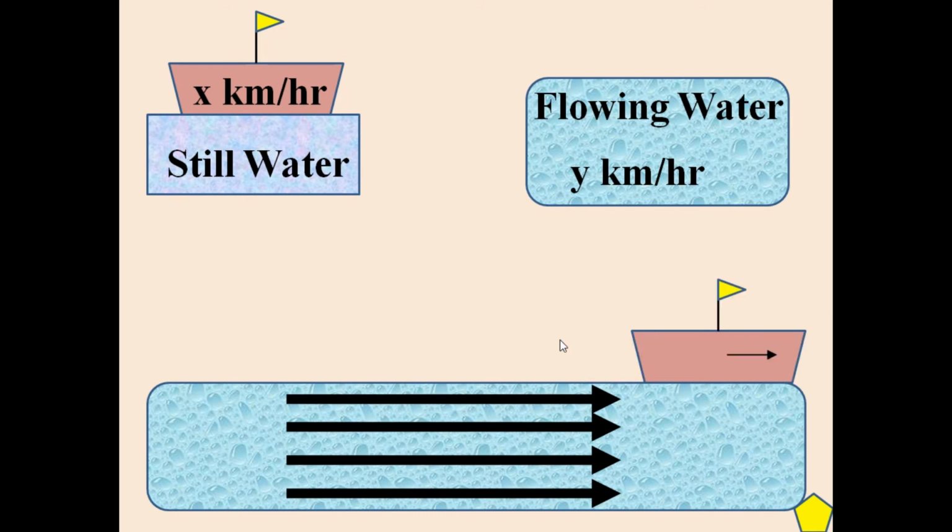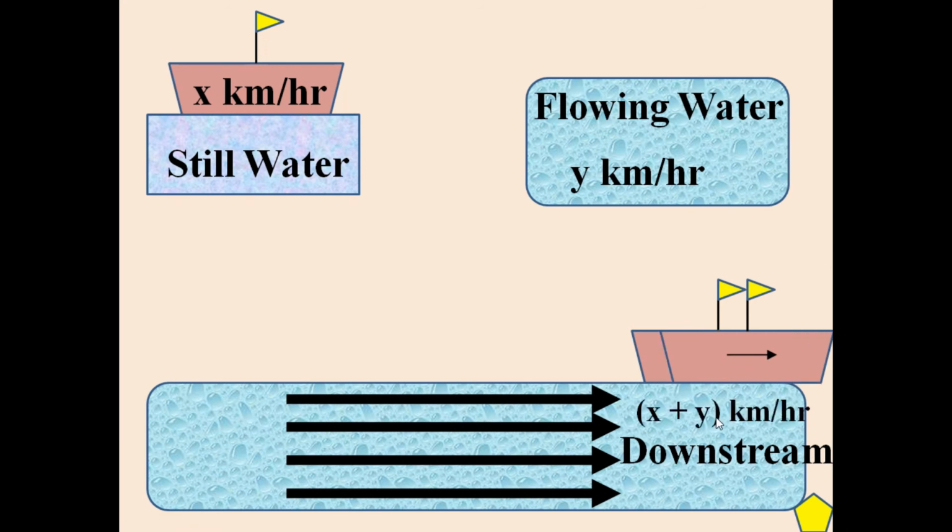Hence, the resultant speed will be x plus y kilometer per hour, and this is known as downstream speed. This kind of movement, when both are moving in the same direction, is known as downstream speed. Now let's take the reverse case.